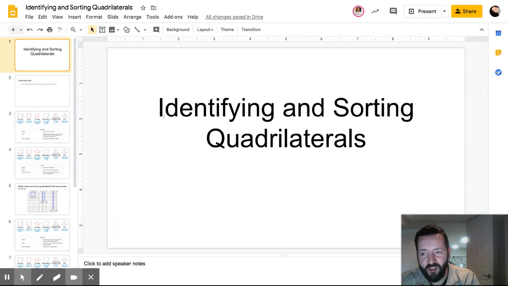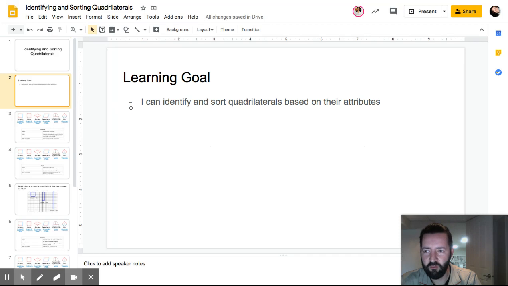Yeah, your lesson today, guys, is about identifying and sorting quadrilaterals. So this is the moment we've all been waiting for. I've been leaving you in suspense the whole week because up until today, you've just been learning a little bit of terminology that's all going to come together into today's class. So your goal for today looks like this. I can identify and sort quadrilaterals based on their attributes.